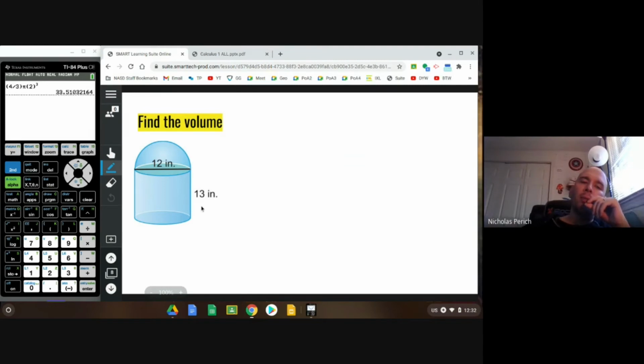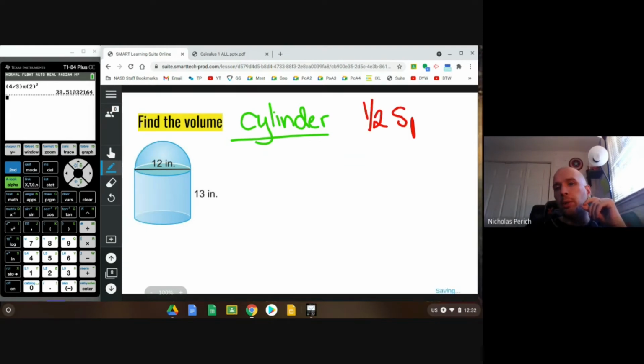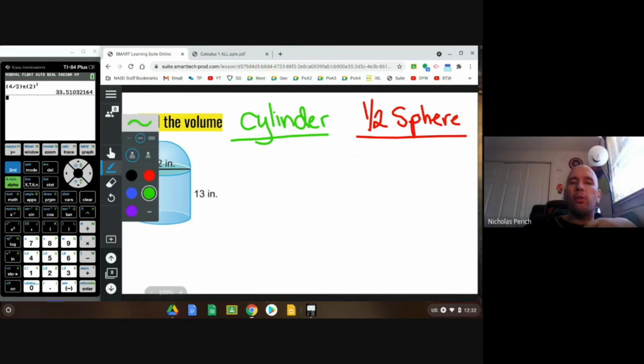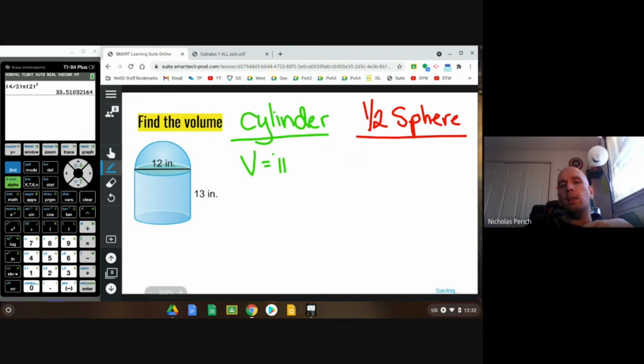I have myself a cylinder. And I don't have a sphere. I have a half sphere, semisphere, if you will. Now, the cylinder has the formula V equals pi r squared h. Here's the thing. That is not my r. It's my diameter. So I have to say, forget you and turn you into a 6.